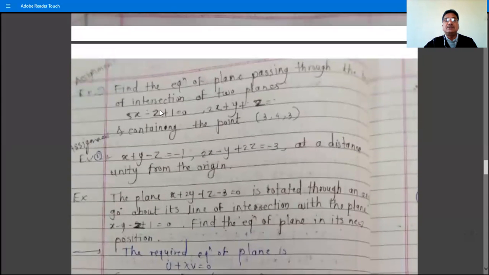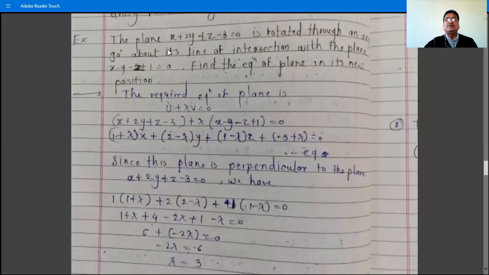So similarly solve this problem. This problem is for assignment. The next problem is of the same type, that is, the equation of a plane passing through the line of intersection of two planes. So we will see the remaining problems in the next lecture.